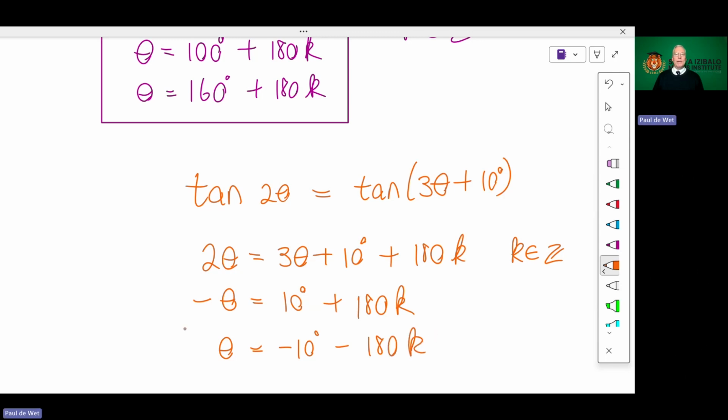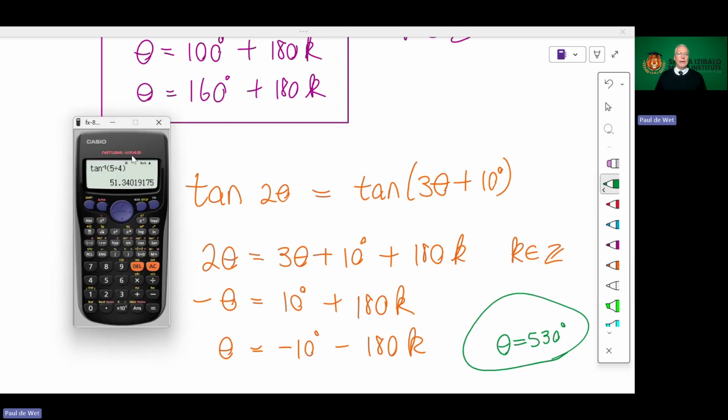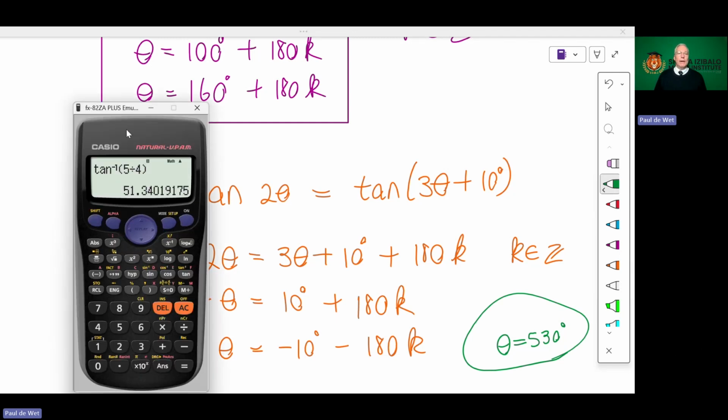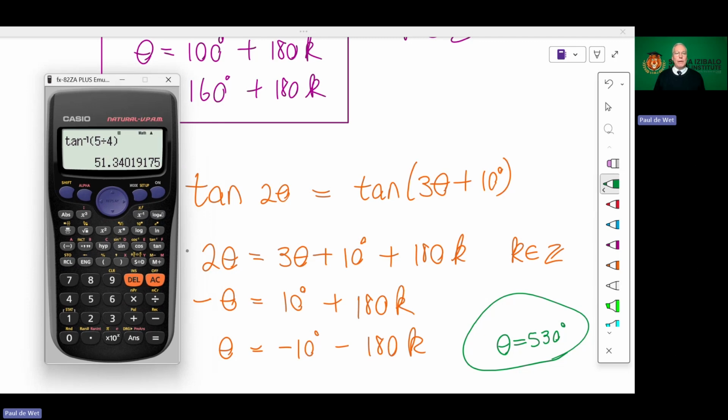Now I would be tempted to just check one of these answers. So for example, I'd take some weird value for k, like maybe negative 3. All right, negative 3 lots of negative 180 is 540 minus 10. I'm suggesting that 530 degrees is a solution to this original equation. Let's test it out, okay? So let's get our calculator and let's make the calculator a little bit bigger, and let's put 530 degrees into both sides of the equation and see if it works. Tan of 2 times 530.